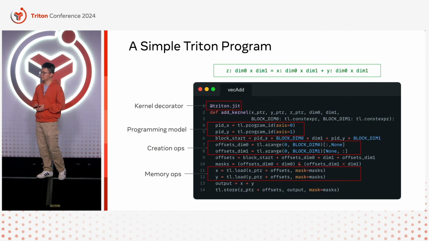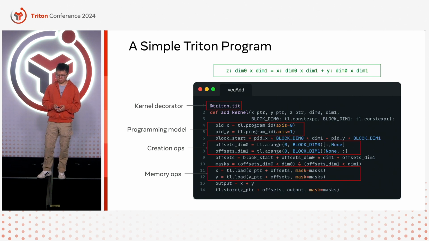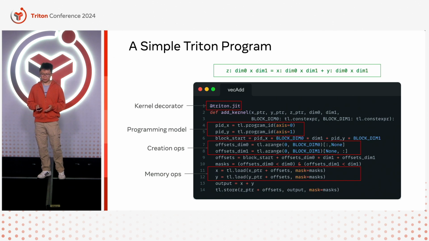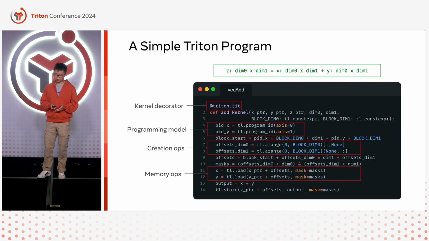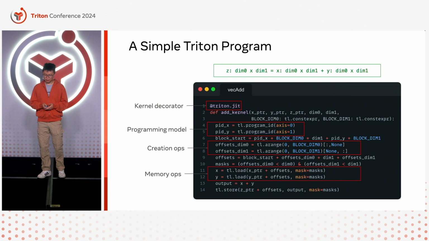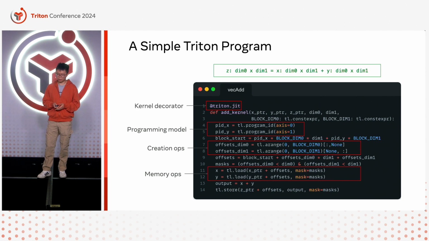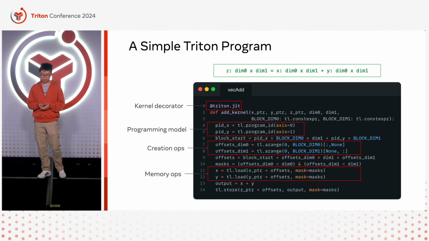Then to locate which offsets we need to operate on in each Triton program, we compute the offsets using the PIDs. Then we create Triton tensors to create offsets from 0 to BLOCK_0 and 0 to BLOCK_1. After that, we still need to check if our offsets are out of bounds using masks, which are Boolean tensors that specify which locations are within the boundary and which locations are outside the boundary.